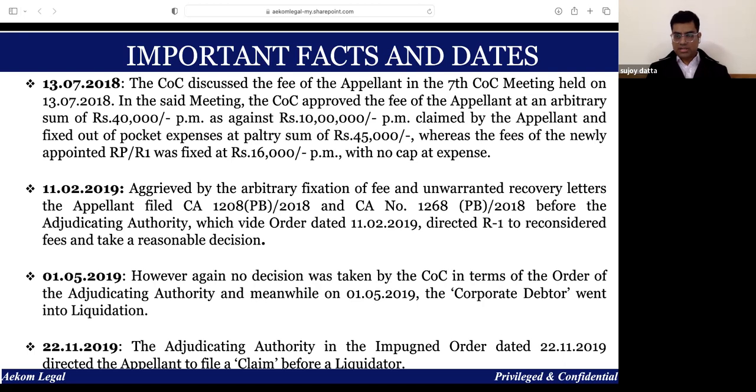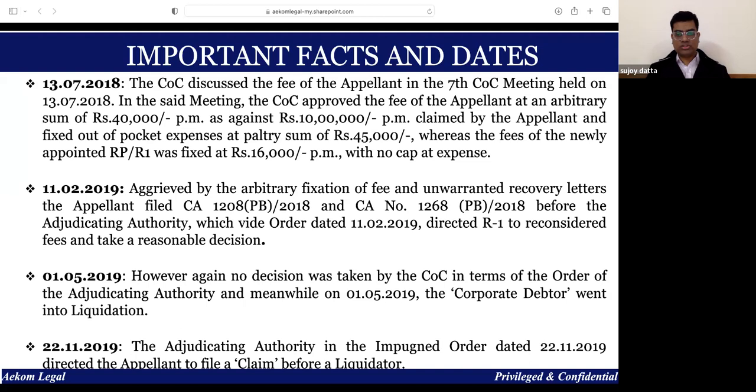Now, the RP was aggrieved. She said that this is an arbitrary fixation of fees. And after that, she was also receiving recovery letters from the CoC saying that, you have withdrawn more fees than we have approved, so please give back the fees, give back the expenses. So against all of this, she went to the NCLT. NCLT again directed the CoC to take a reasonable decision. Now, before the reasonable decision could be taken by the CoC, the company went into liquidation, and hence the CoC was no more. They became the stakeholders consultation committee, but they ceased to exercise the powers and authority vested in a committee of creditors.